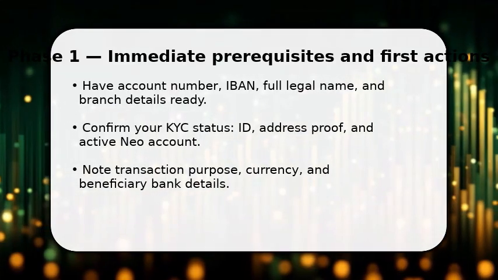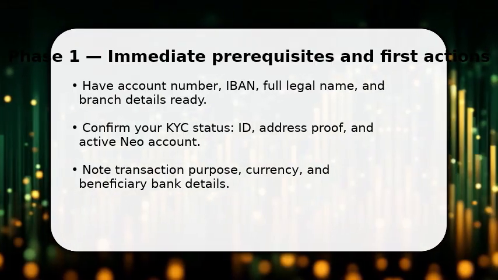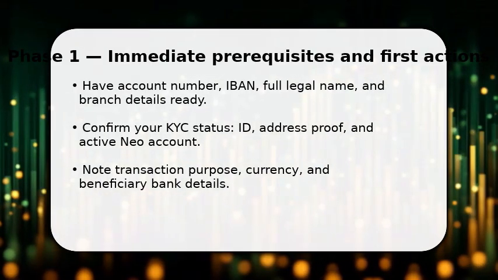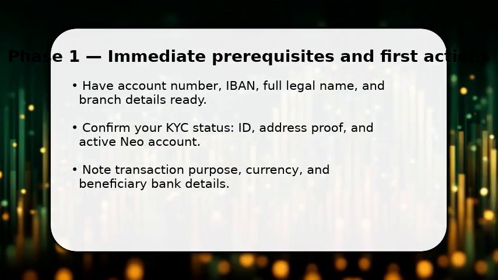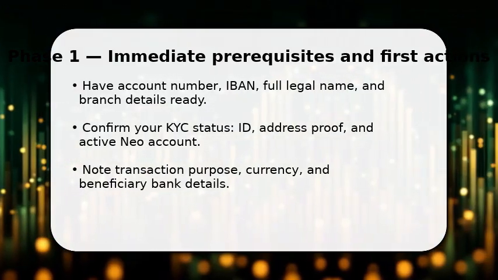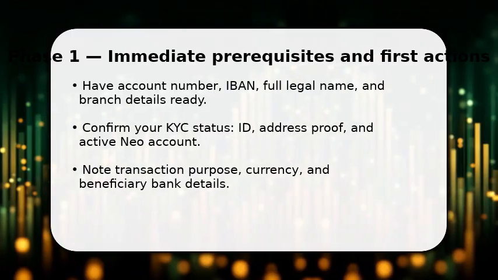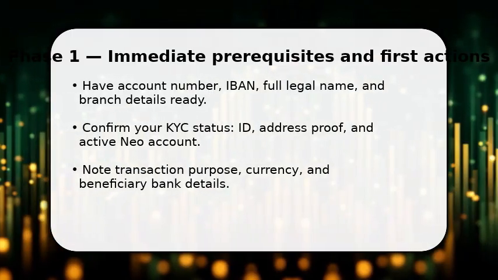Next, open the Neo app or online portal and locate account details or help. This is where you'll initiate the Swift inquiry. Make sure to record the branch name. Banks sometimes assign branch-specific Swift prefixes.